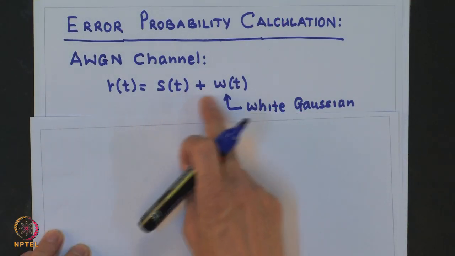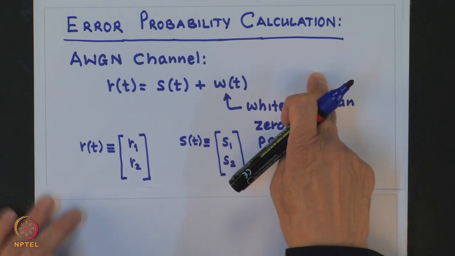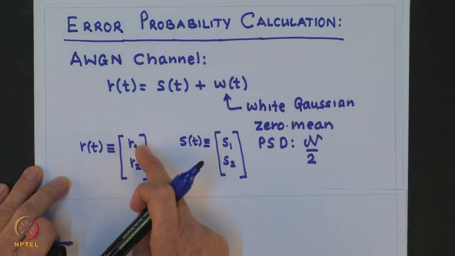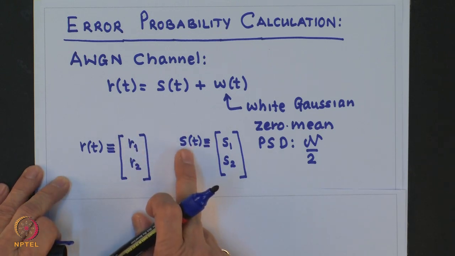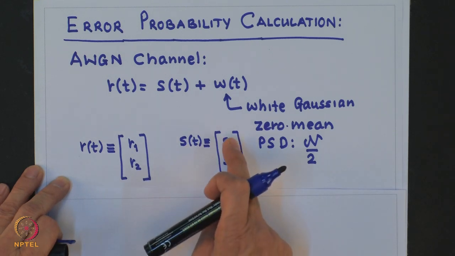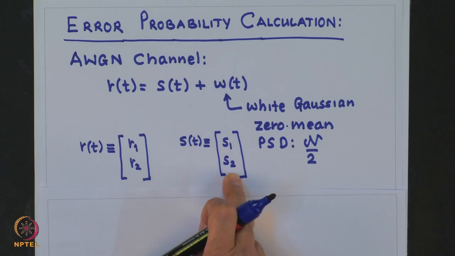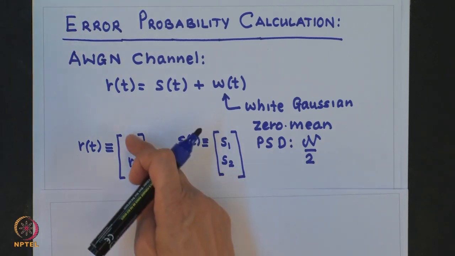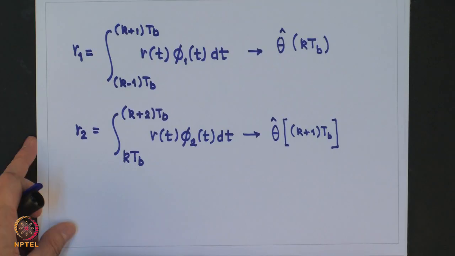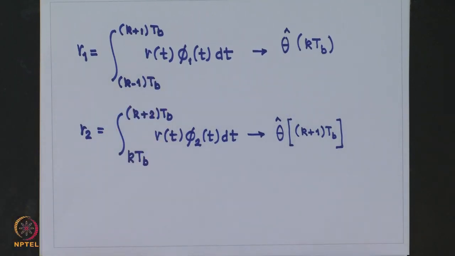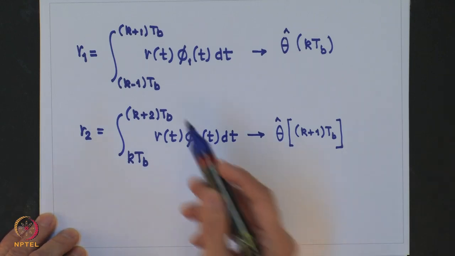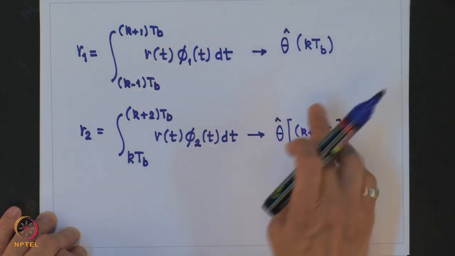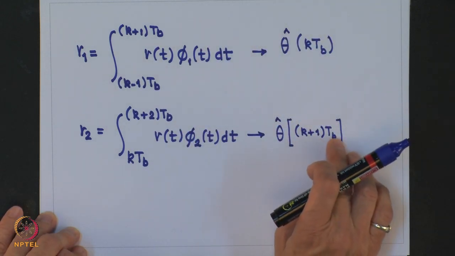So, we have r(t) is equal to s(t) plus w(t). r(t) is going to be projected first on phi 1 and phi 2. I will get two components, R1 and R2, and similarly for s(t), its projection on phi 1 and phi 2 in terms of S1 and S2. We have seen that this projection R1 and R2 are obtained by taking the projection of r(t) on phi 1(t) and r(t) on phi 2(t). Correct?